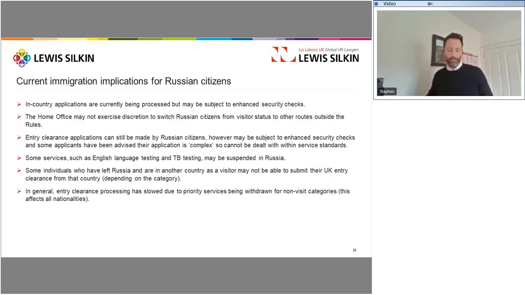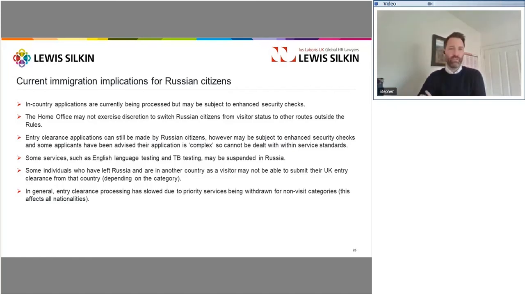So the current immigration implications for Russian citizens, because it obviously has an impact worldwide: the in-country applications are currently being processed but may be subject to enhanced security checks. So if you have a Russian national who's currently employed by you, or you're seeking to employ by way of change of employment application, these applications are still currently being processed, but they may be subject to enhanced security checks and some delays in processing.